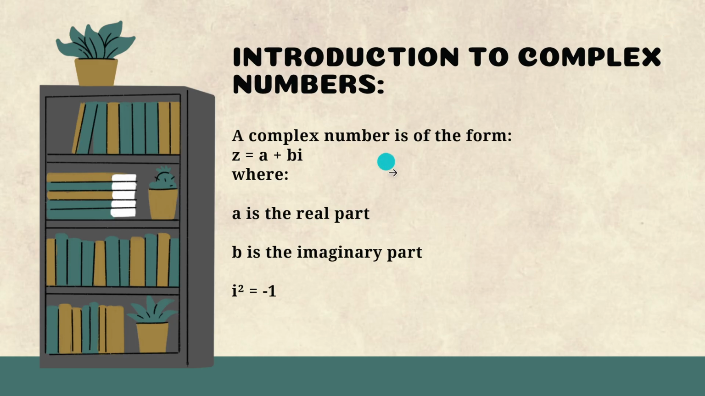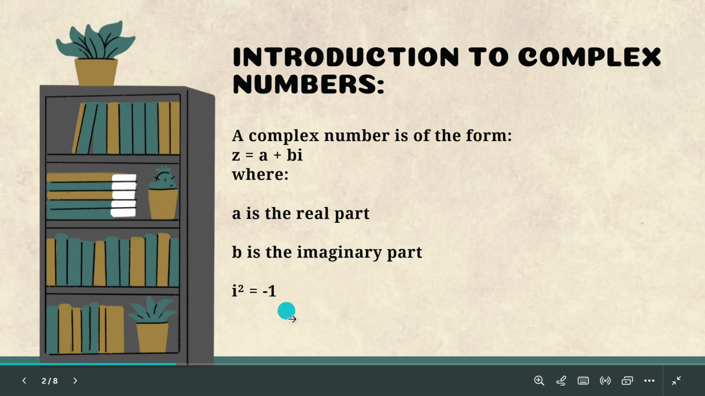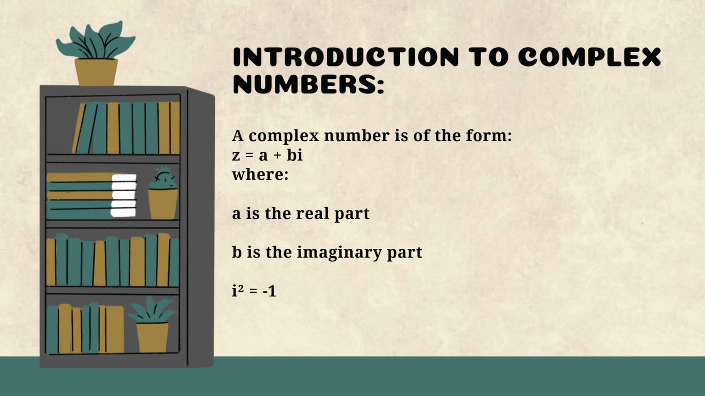Well, it's a number that extends the concept of real numbers. We usually represent it in the form of a plus bi or a minus bi. Here, a is what we call the real part of the complex number and b is the imaginary part. The crucial element here is i, which is defined with the property i squared equals minus 1. The i is the imaginary unit and it's what allows us to work with the square roots of negative numbers.